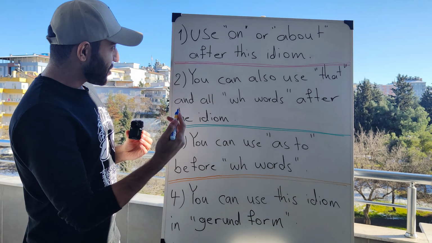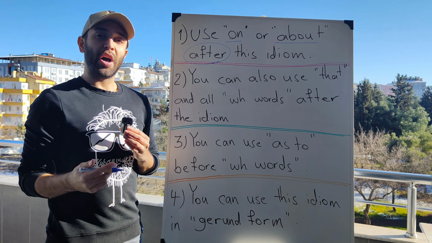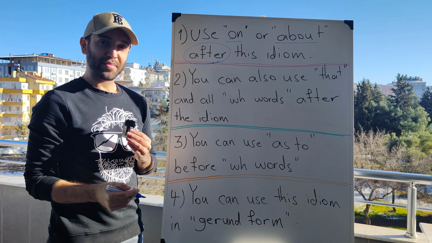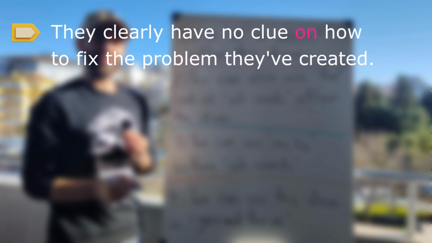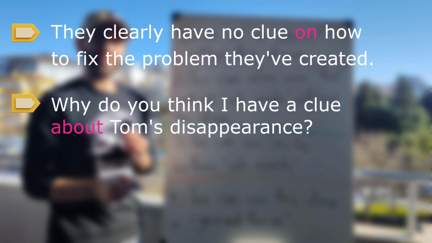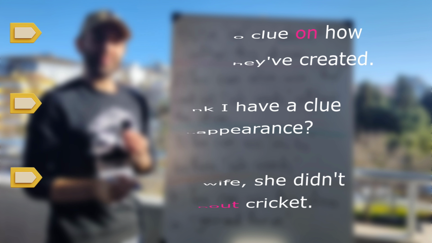Tip number one: use "on" or "about" after this idiom. Okay? So after "I have no clue," when we want to use a preposition, we use "on" or "about." Tip number two: you can also use "that" and all WH words like why, when, what, again, after the idiom. Pay attention to these examples.